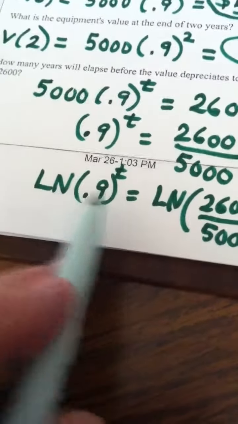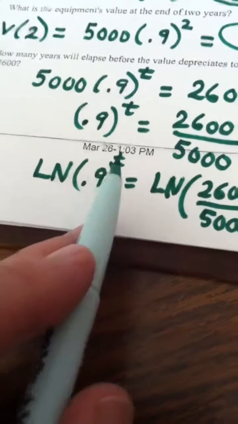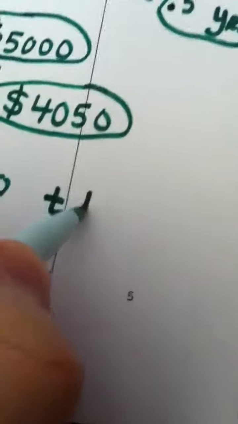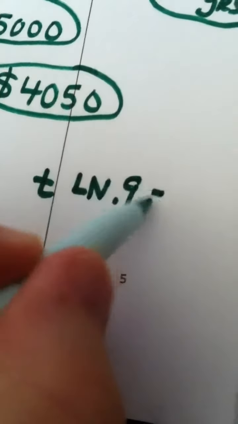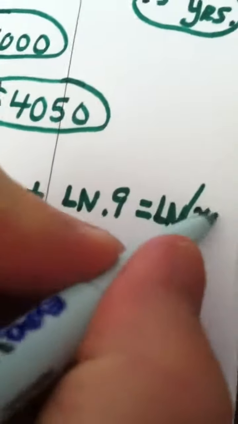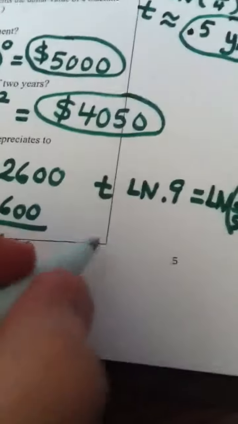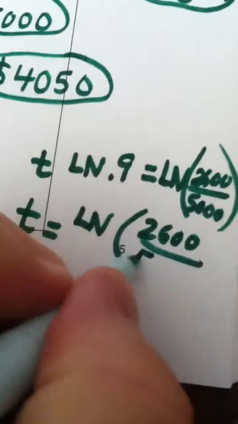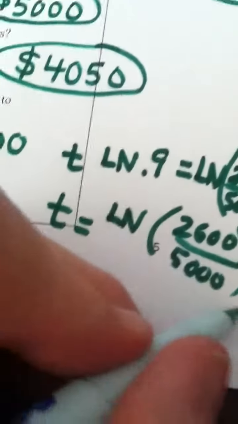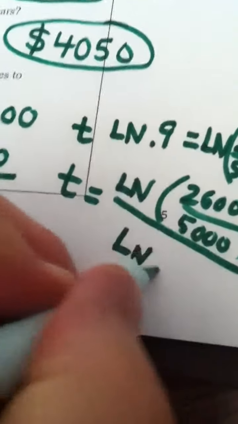Now, this side of the equation we can simplify more by using the power rule of logs. So this becomes t times the natural log of 0.9, equal to the natural log of 2,600 divided by 5,000. So to get t alone, we divide. So t is equal to the natural log of 2,600 divided by 5,000, all over the natural log of 0.9.